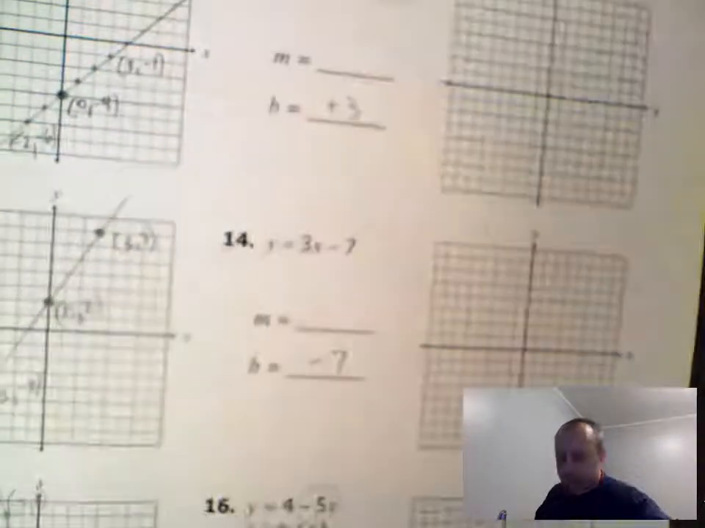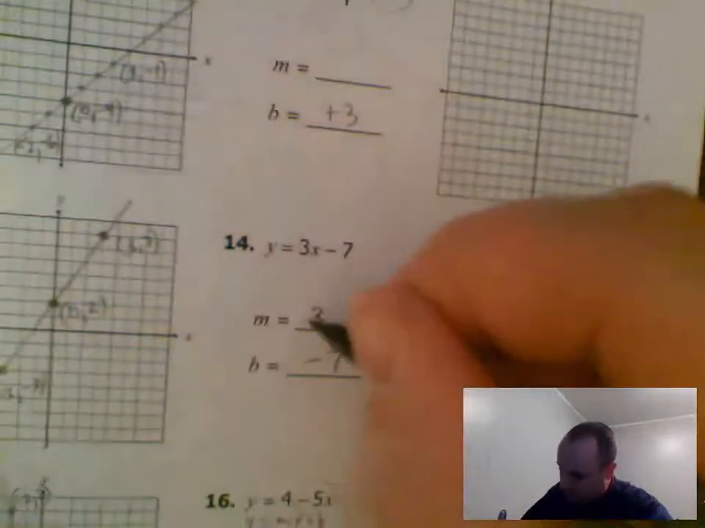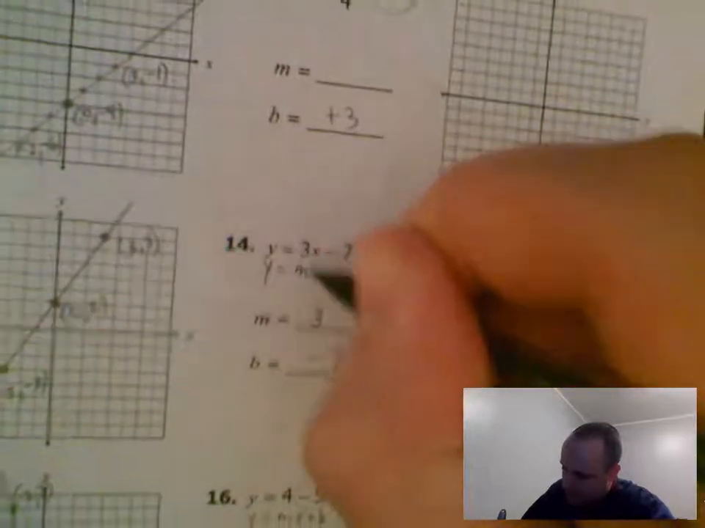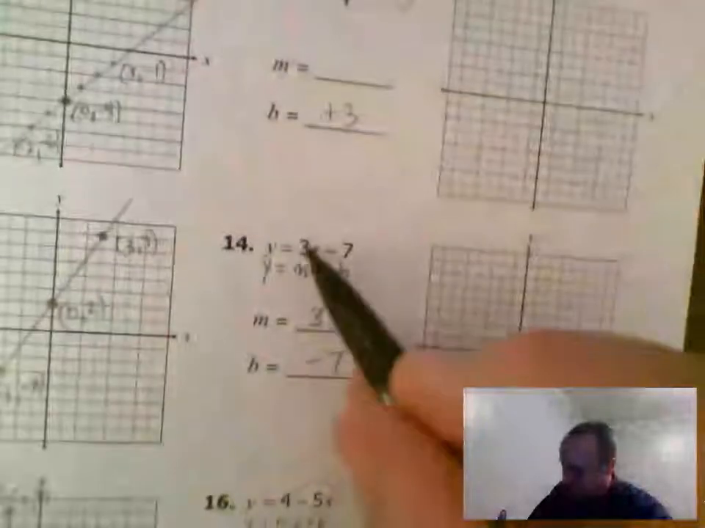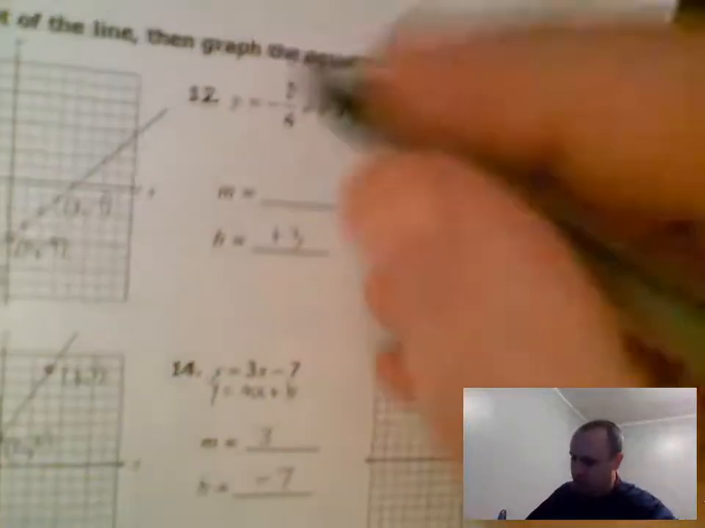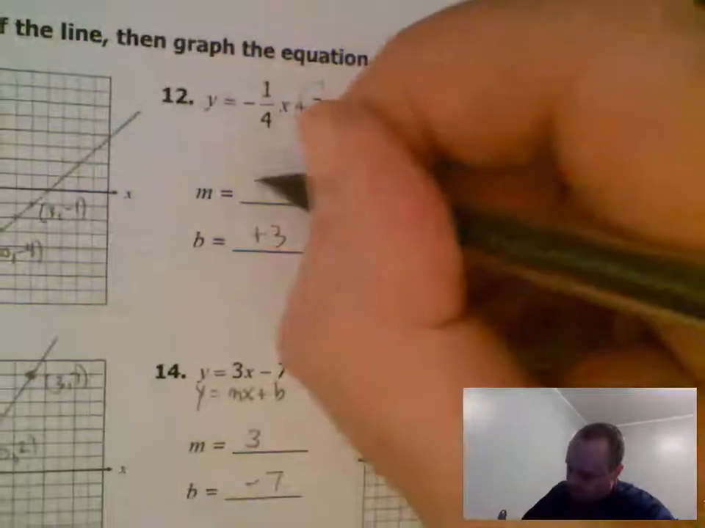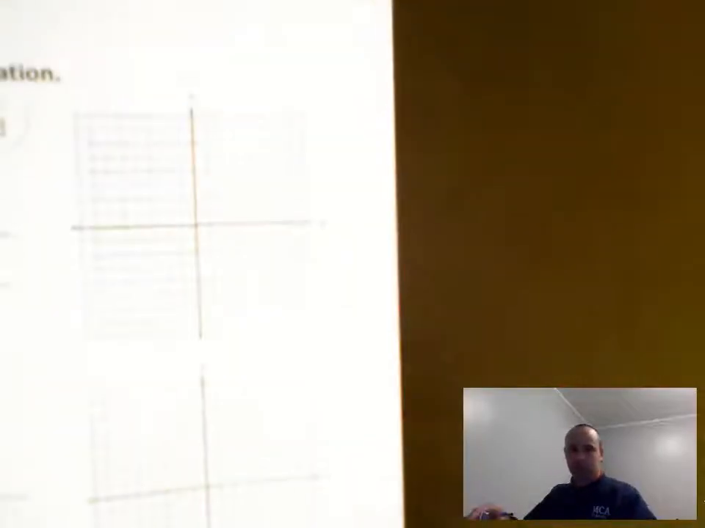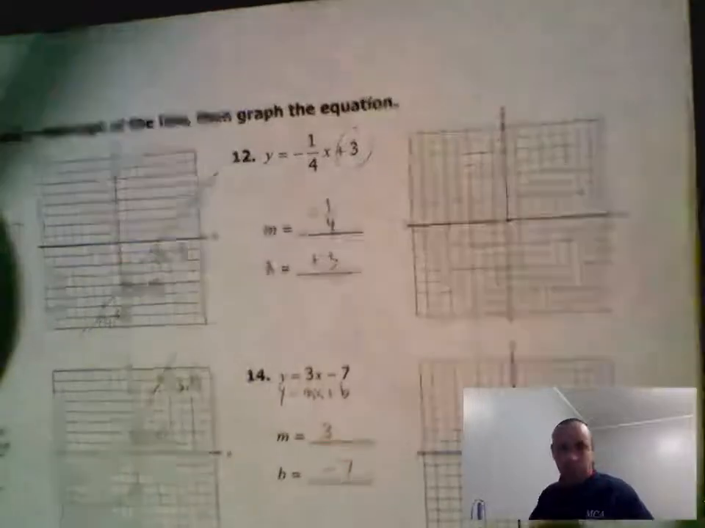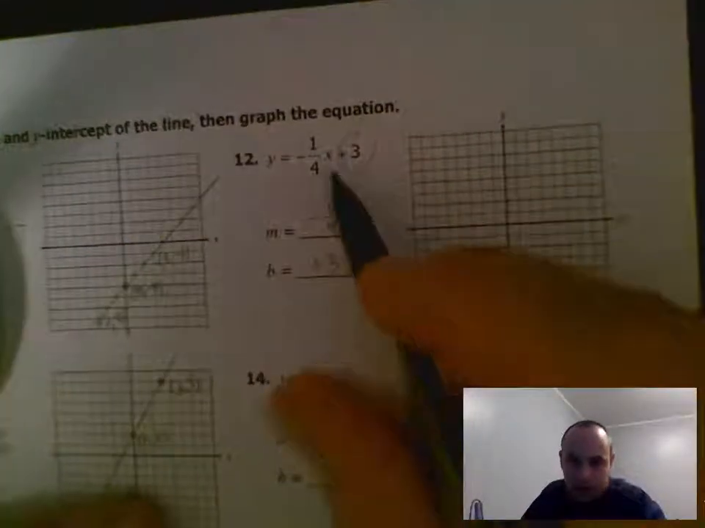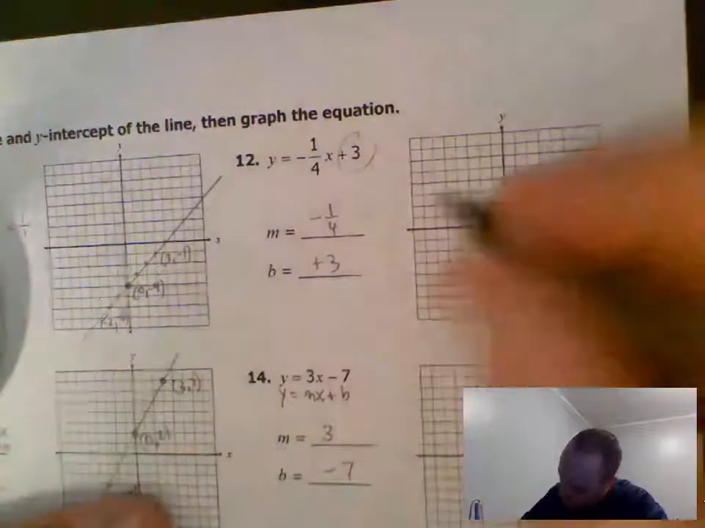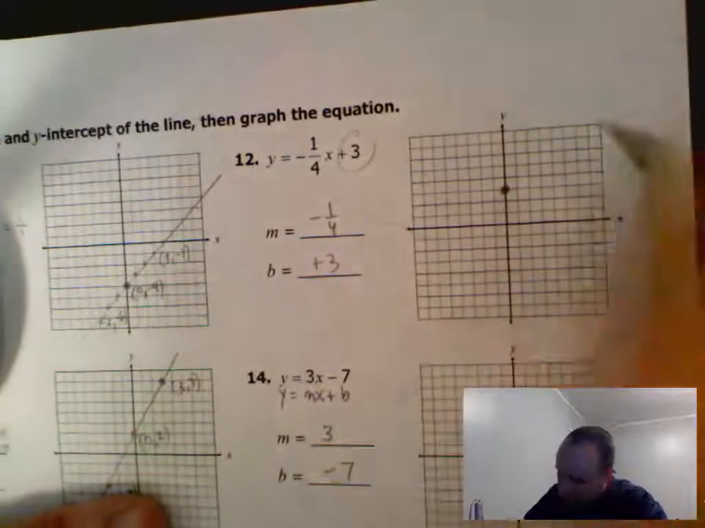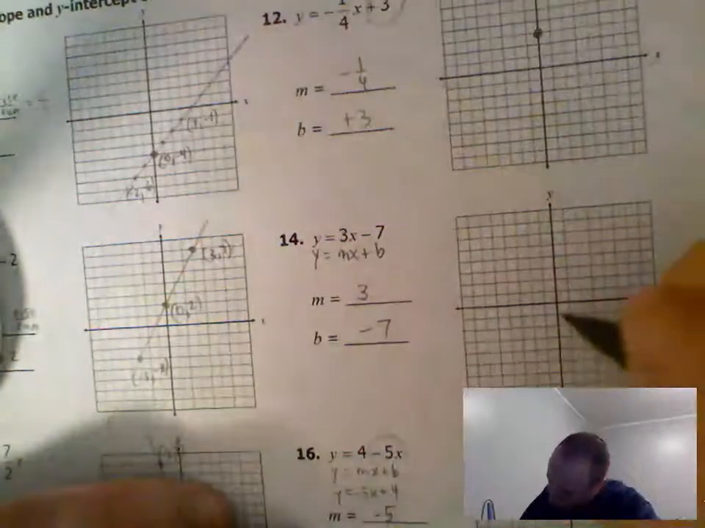Right? Our slope here is 3. Because y equals mx plus b, right? So this is our m, and then our slope here is this, so negative 1/4. Okay. So on this one, number 12, I'm going to make sure the line crosses at plus 3. On this one, I'm going to make sure the line crosses at negative 7.